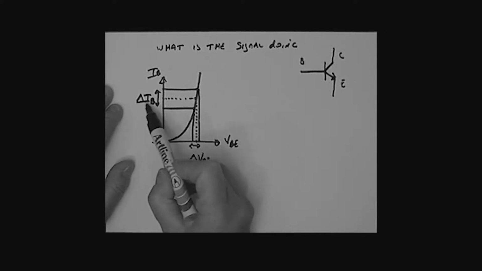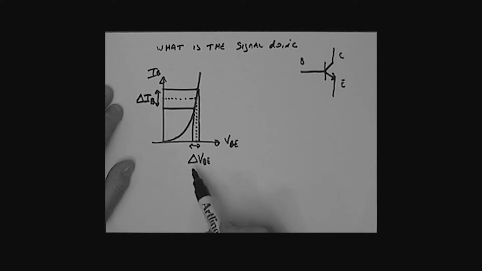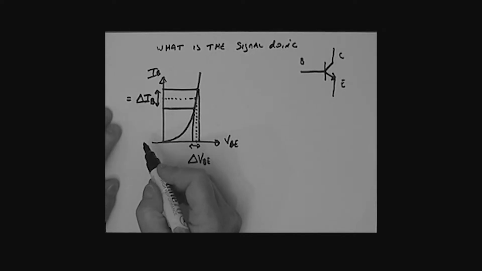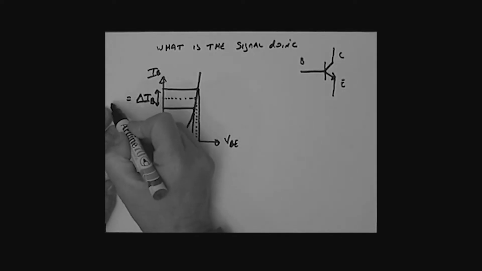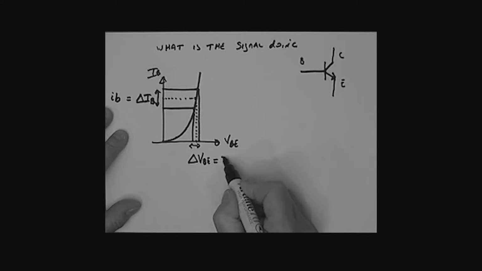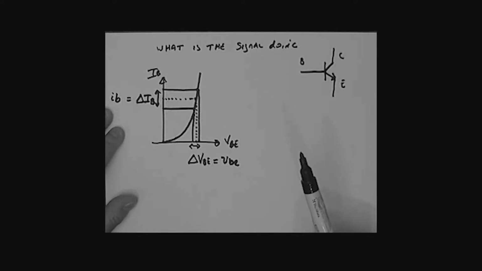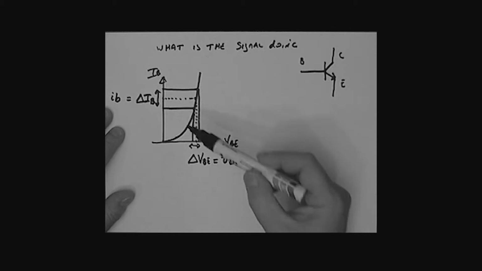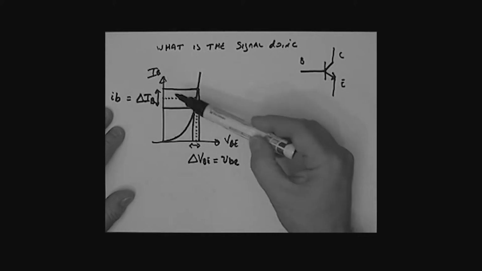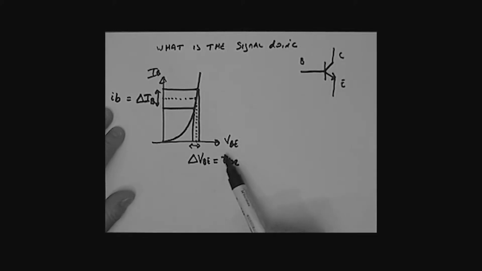Well, this is very clumsy, to write delta IB for the AC variation and delta VBE. Why don't we just write it this way, which is consistent with the way your textbook is talking about the AC currents and voltages. We'll just use lowercase ib, and lowercase vbe. The text is using these lowercase letters to imply we're talking about AC voltages and currents. The interesting thing is that the slope relates the variation in IB, that's little ib, to the variation in VBE, that's little vbe.